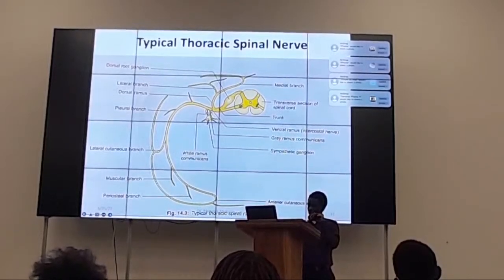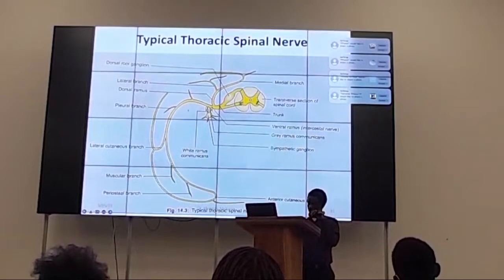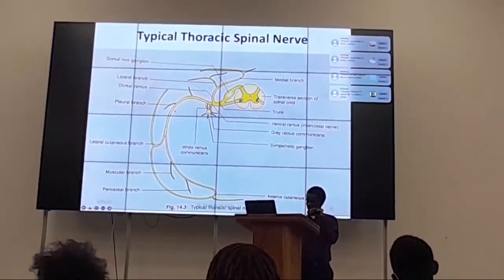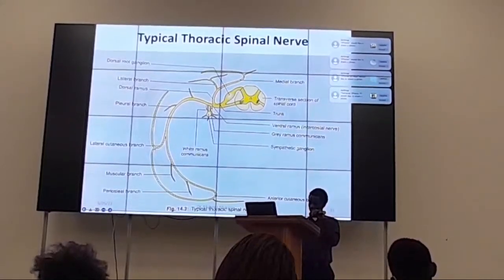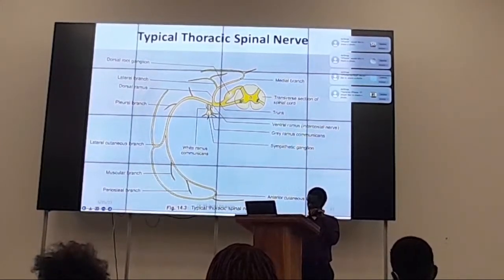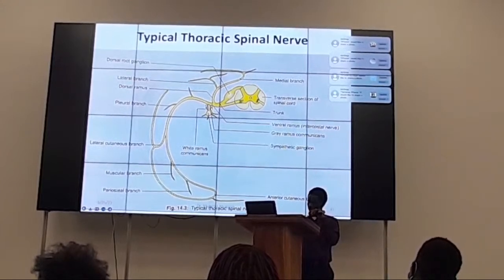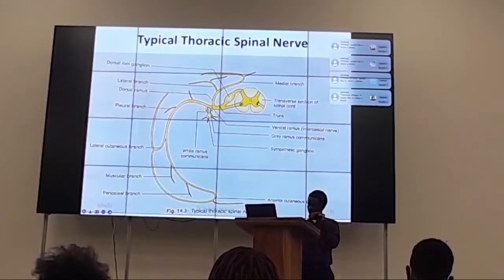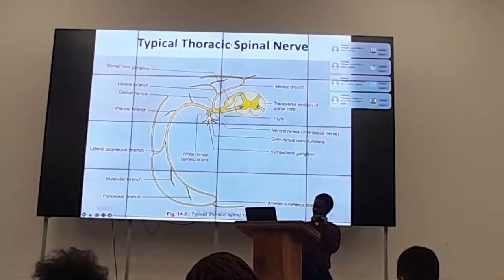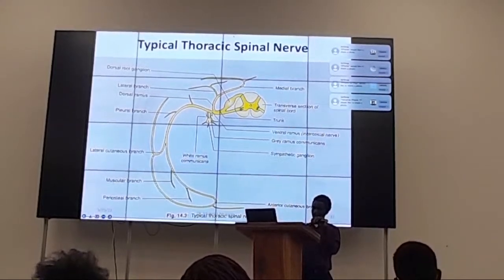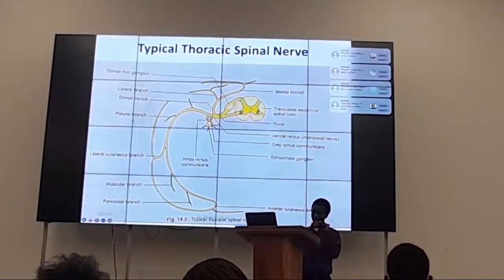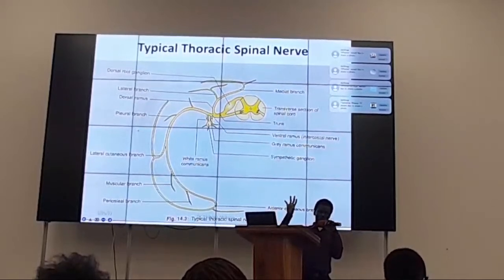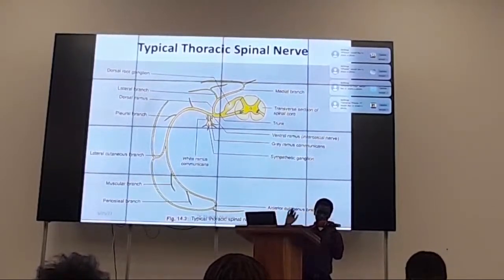But again, we can see from the branching network that the ventral primary ramus comes to branch again to give a lateral cutaneous branch. Okay? This lateral comes again to subdivide into pleural branch, muscular. This one is specifically thoracic. It's at the level of the thoracic spinal nerve. That's why we are finding things like the pleural branch, to supply the pleura surrounding the lungs.